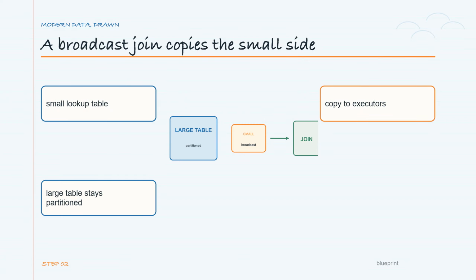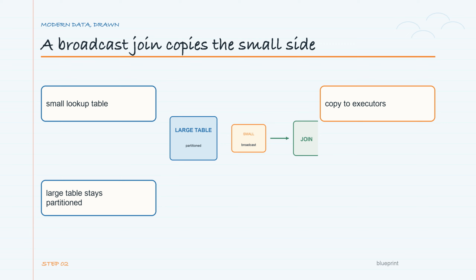With the previous step in place, the next piece becomes easier to see. If one table is small enough, Spark can broadcast it to executors. Each task joins its large table partition against the local copy, avoiding a full shuffle of both sides. Here is the simple picture to keep in mind.